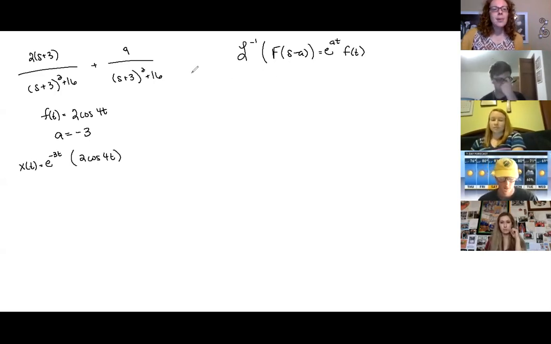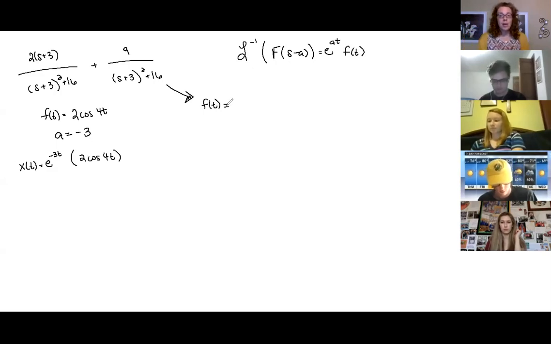Second part here. Think about for your second part, what would your little f of t be? And you're going to need to do a little bit of messing around with the number on the top. So if you didn't have an s plus 3, what would your little f of t be? Front chart of your book, you're going to need to mess around with the number on the top just a little bit.